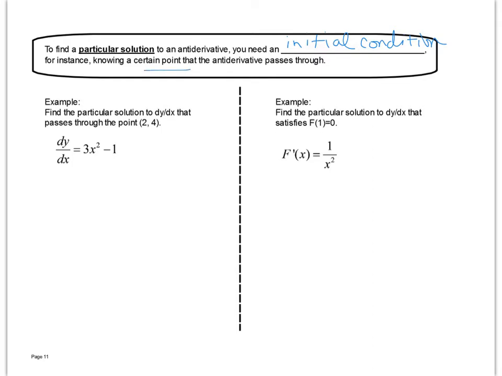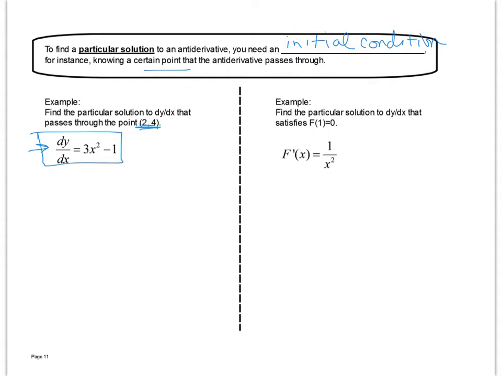That'll help you find that C value, so you know which vertical shift of the antiderivative family this particular one is. So for instance, if you have some equation where you know the derivative is this, you can solve that using antiderivatives. You want to know the particular solution for that dy dx, this differential equation, that passes through this point.